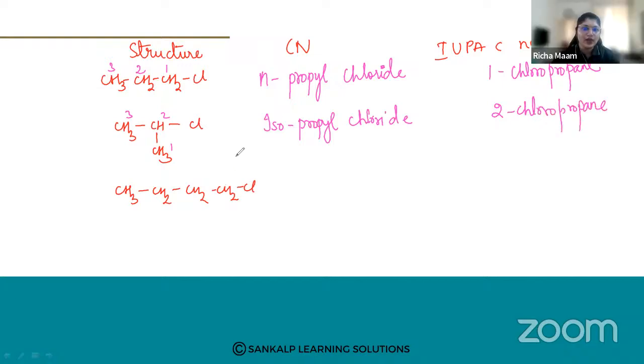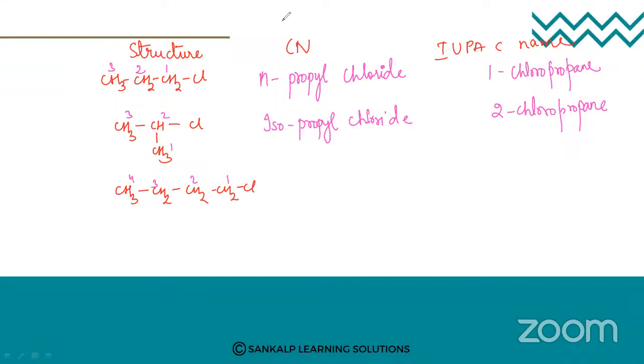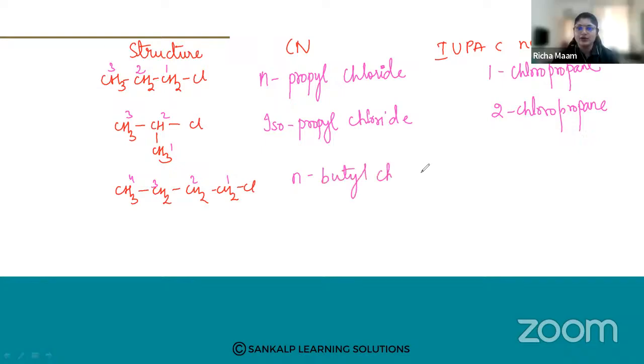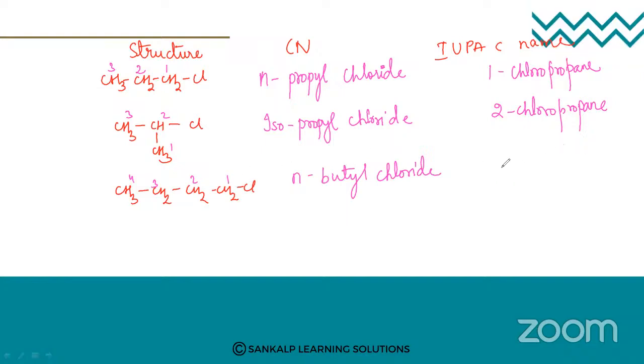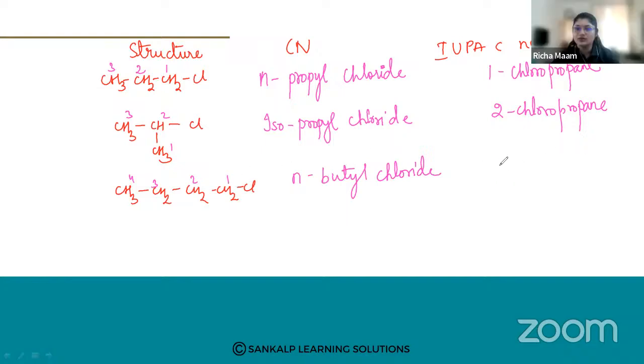Okay. Now, the third one. So 1, 2, 3, and 4. N-butyl chloride. Good. IUPAC name? At what position? Chlorobutane. At what position? 1-chlorobutane. Yes, 1-chlorobutane. Good. So like this, you have to remember and write the IUPAC name.